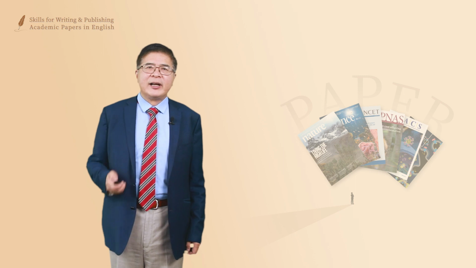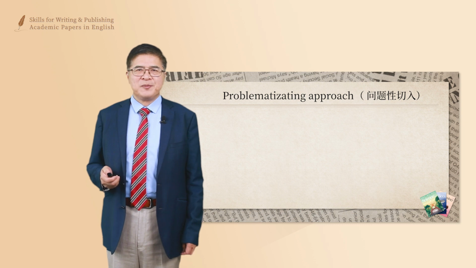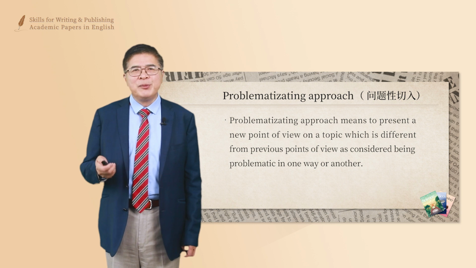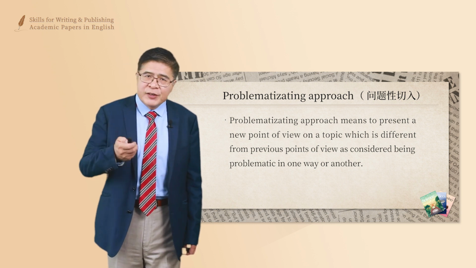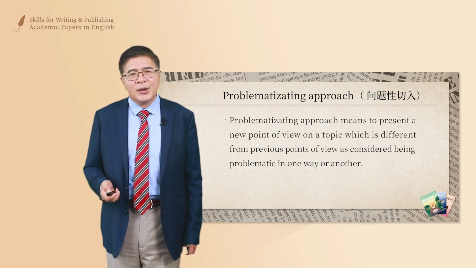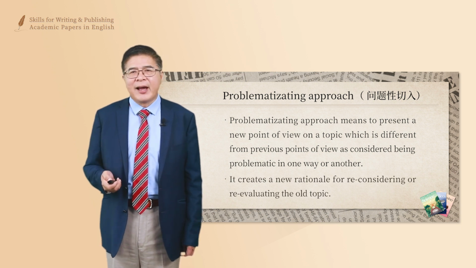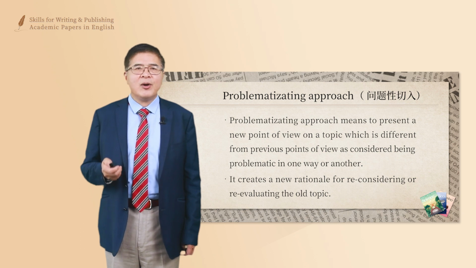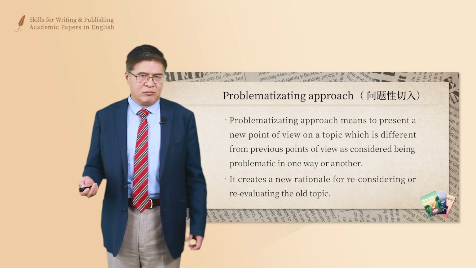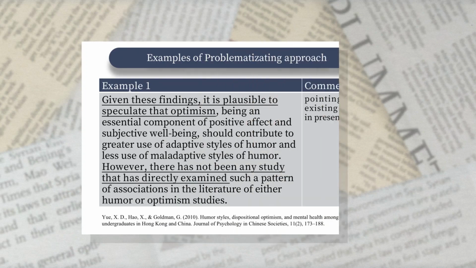The third thing that a writer has to be aware of is called problematizing approach. Basically, problematizing approach means to present a new point of view on a topic which is different from previous points of view, as considered being problematic in one way or another. And it creates a new rationale for reconsidering or re-evaluating the old topic, either for the studies or the theoretical propositions. Now here I give you an example.